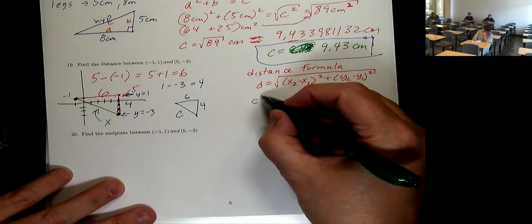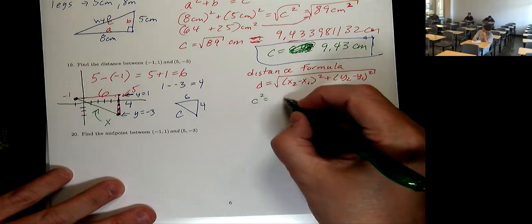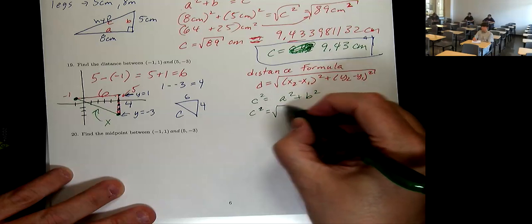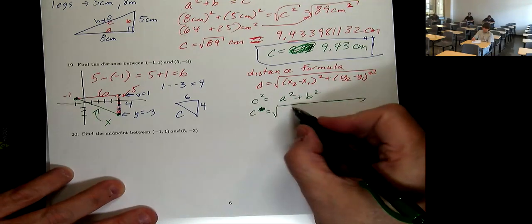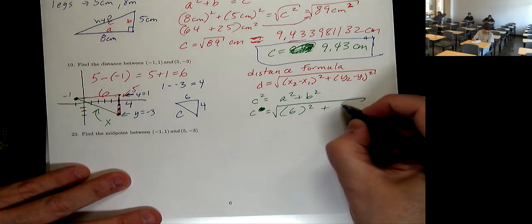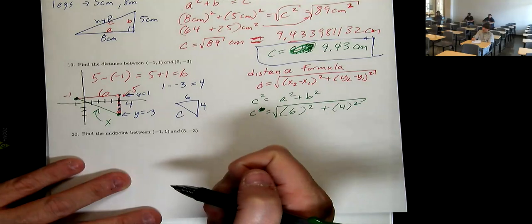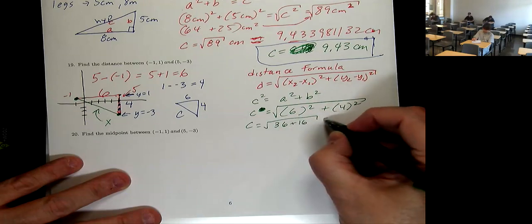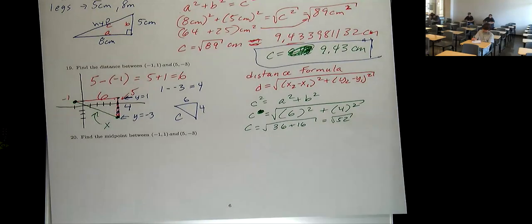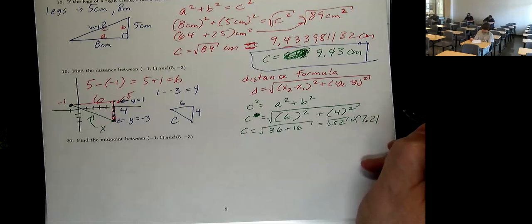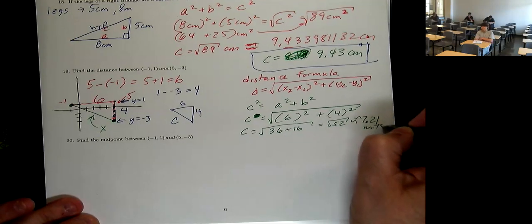So c squared equals a squared plus b squared, and I'll take the square root. A is one of the sides, we'll call it the 6. And B is the other side, we'll call that a 4. C equals the square root of 36 plus 16, the square root of 52, which is approximately 7.21. And it didn't give us a number of units, so I'll just say units.